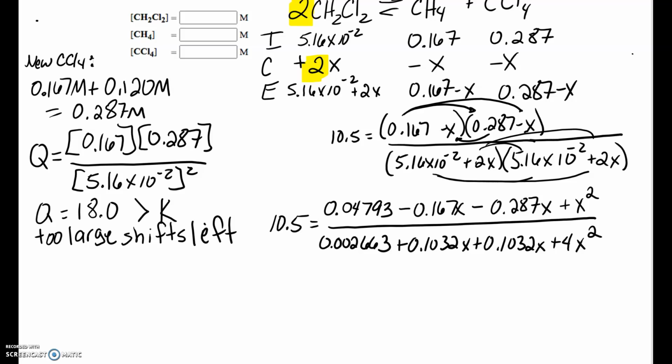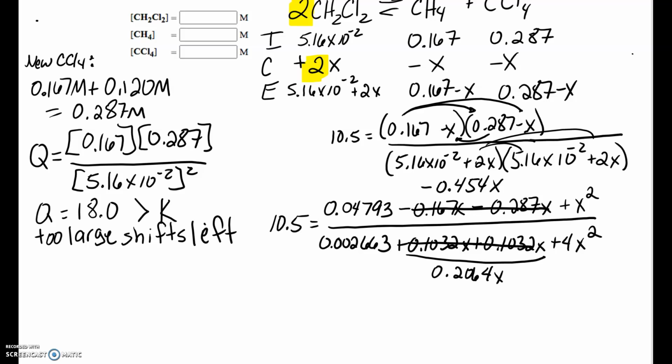Now I think we should combine the x's in both the numerator and the denominator, and maybe rewrite this. Because those are both x terms, we can add them together. If I add 0.1032 plus 0.1032, I get 0.2064x. And up on the top, I've got two negative numbers that I can add together: the negative 0.167 and the 0.287. If I add those together, I get negative 0.454x.